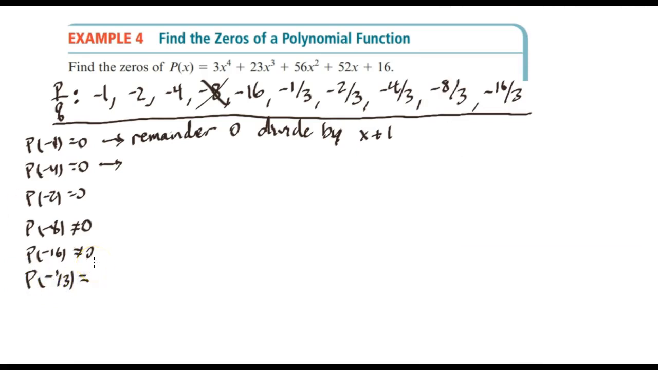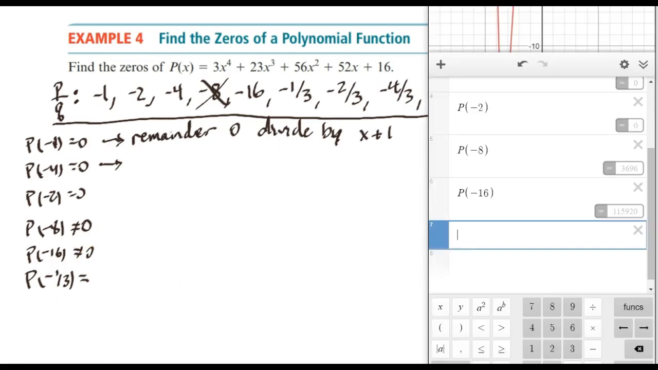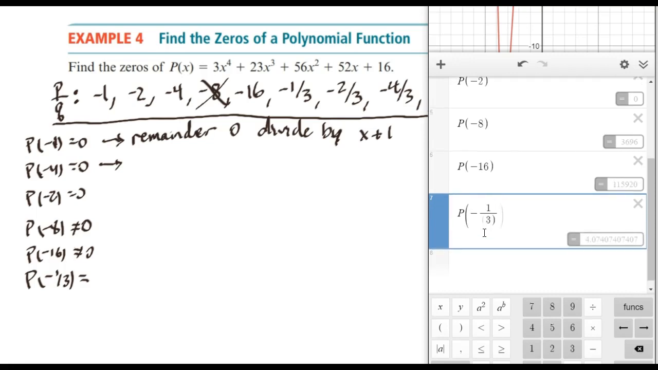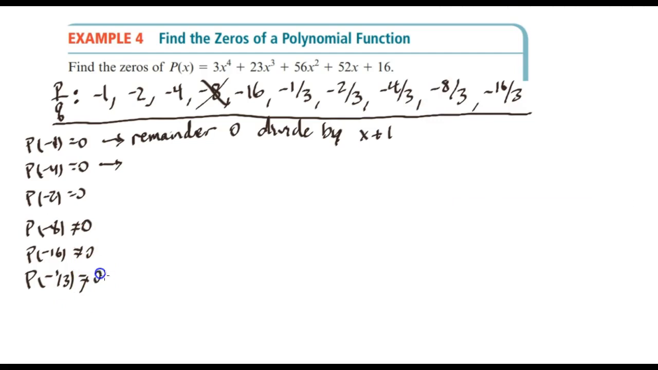P of -1/3 now. Is that equal or not equal? We'll see right now. -1/3. And that's equal to 4.07. That's not 0. And so those didn't work.